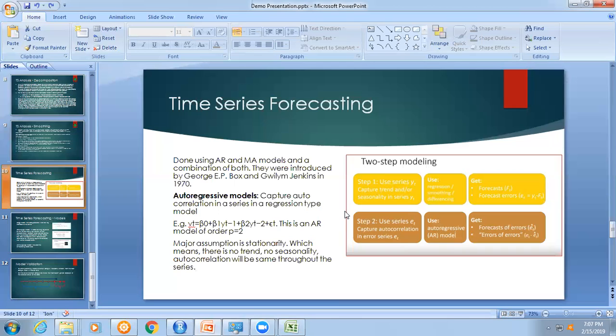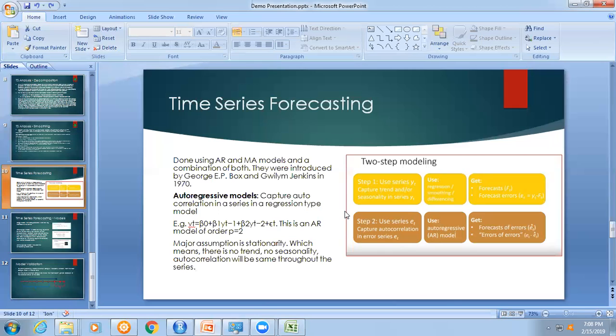Step one is to capture the trend and seasonality in the series. The trend and the seasonality occurring in the time series, we can capture either by regression. You could use linear regression to capture it, or we could use smoothing effects, the single or double exponential smoothing, or we could use the differencing factor. By using all these methods, we could do a forecast into the future.